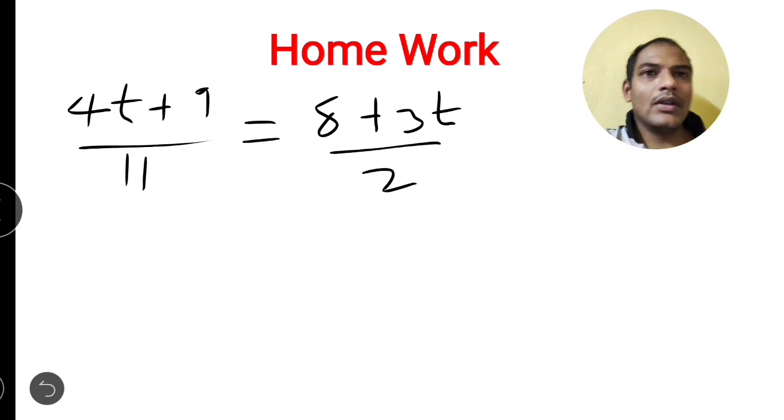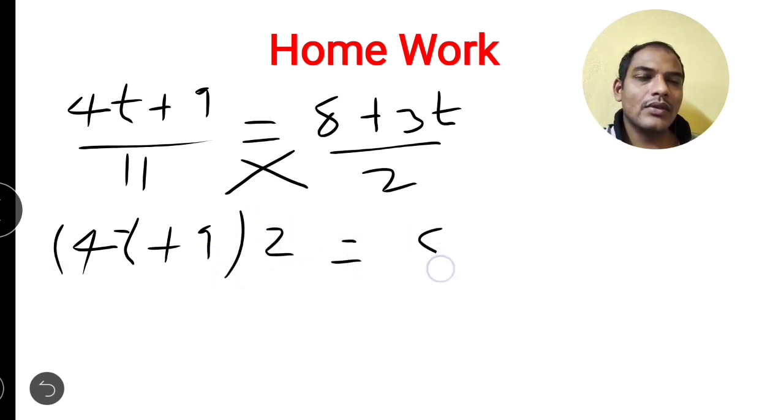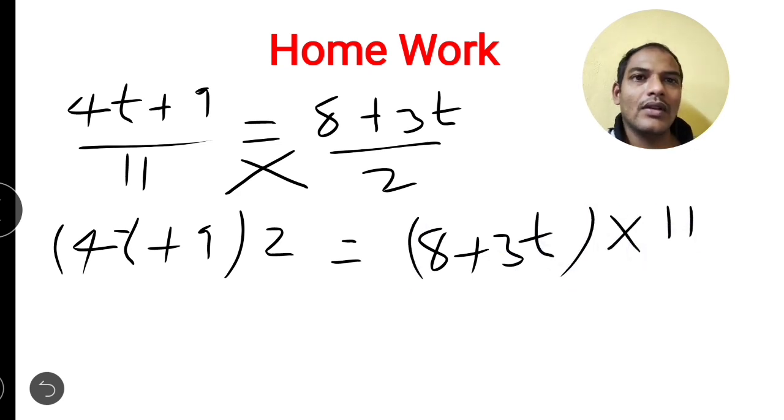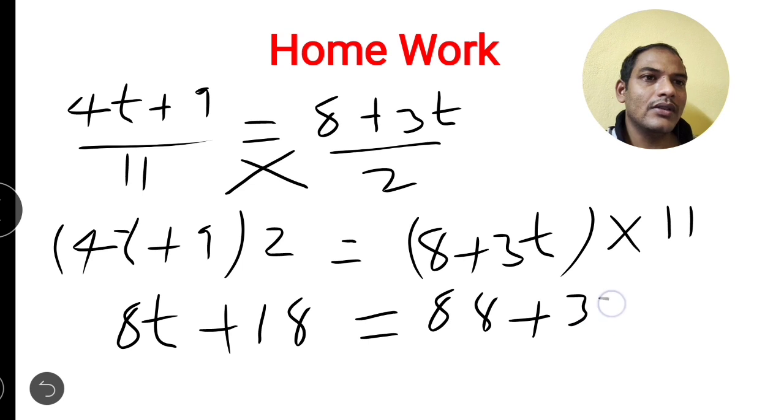Next, the second homework problem: (4t plus 9) by 11 equals (8 plus 3t) by 2. So we have a single fraction on the left side and right side of the equal symbol. When you have a single fraction on each side of the equal symbol, do cross multiplication. So (4t plus 9) into 2 equals (8 plus 3t) into 11. 4t into 2, 8t, 9 2s are 18, 8 into 11, 88, plus 3 into t, 33t.